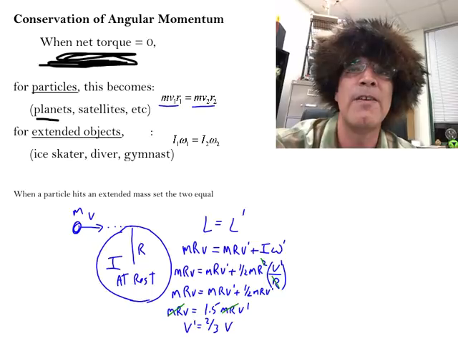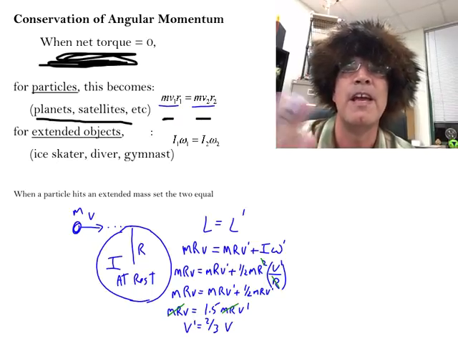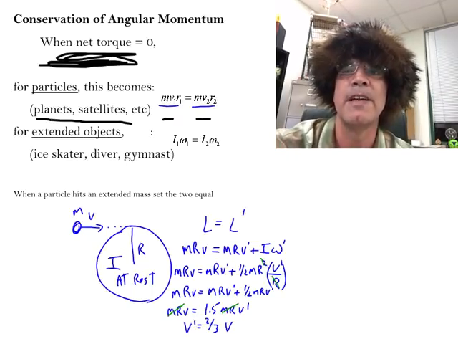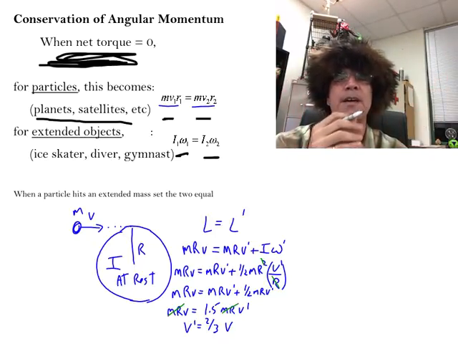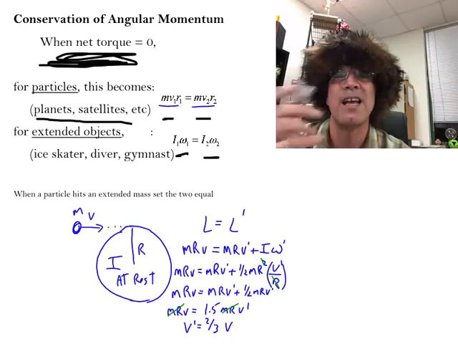But if it's a planet or a satellite, I set mrv equal to mrv if I have no torque. If it's an extended object, I omega equals I omega. So if I change the I, it'll change the omega. Gets complicated when I do both.